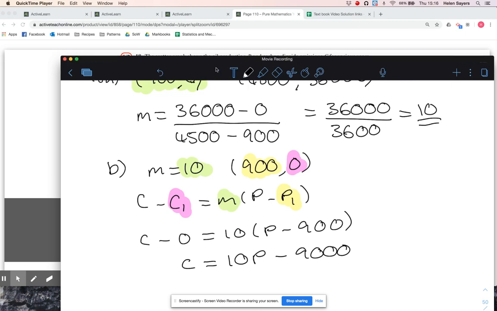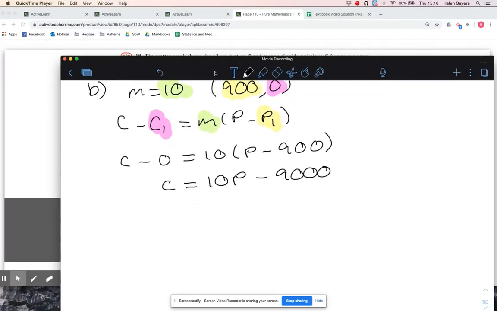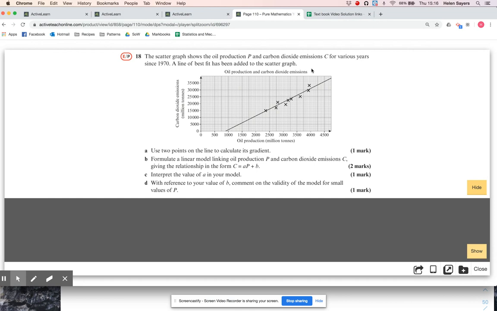But we can have a look back at the graph and see if that seems plausible. We already worked out the gradient was 10, and it's definitely a positive gradient. And looking at that scale, if I were to carry that on, a y-intercept of minus 9,000, as far as I can judge, it's about right.